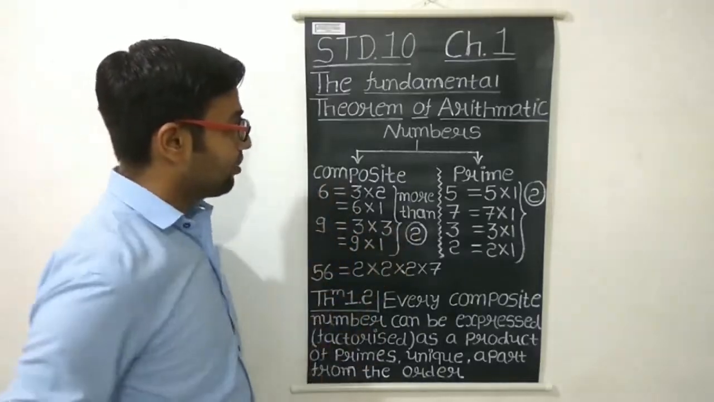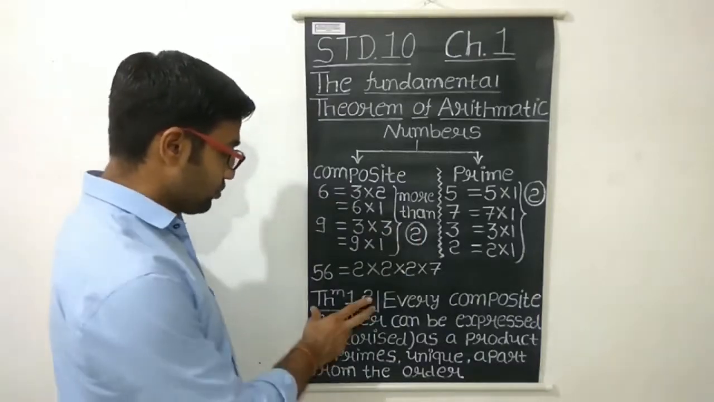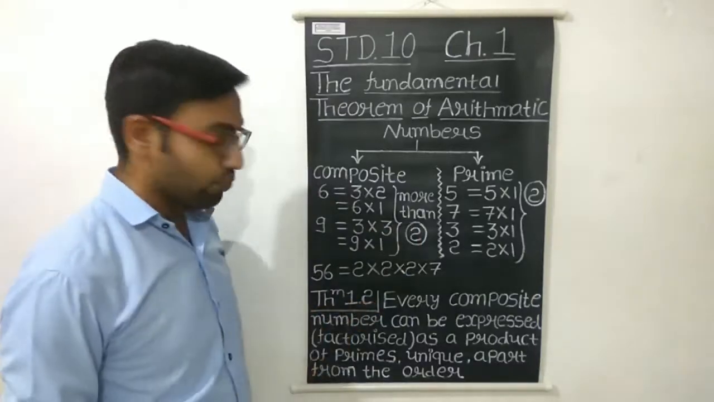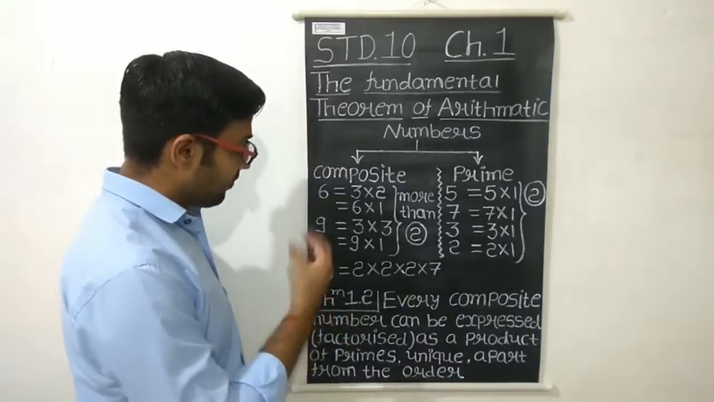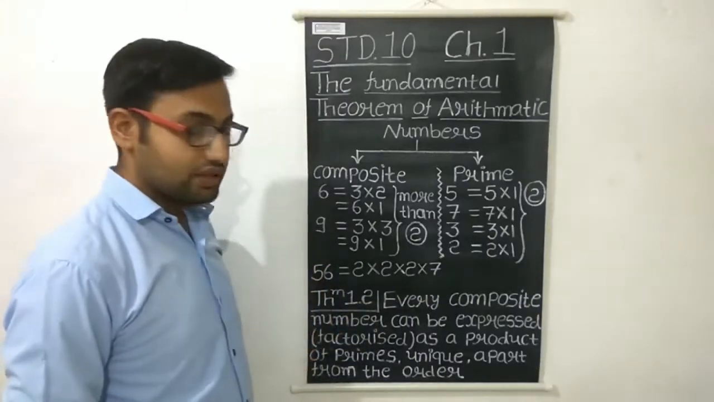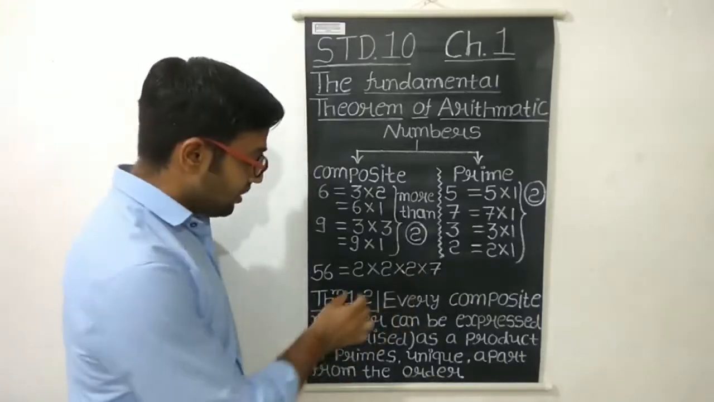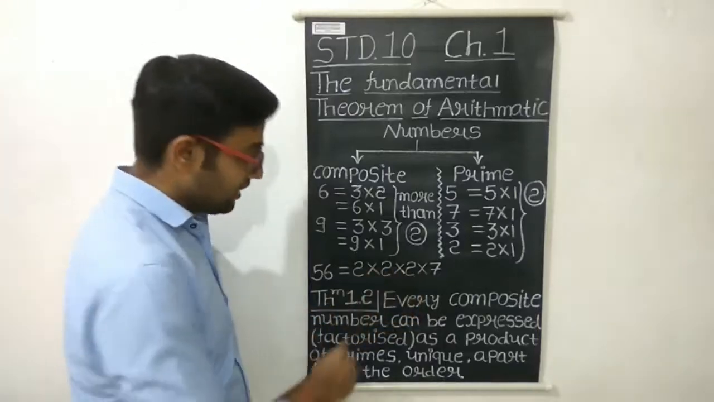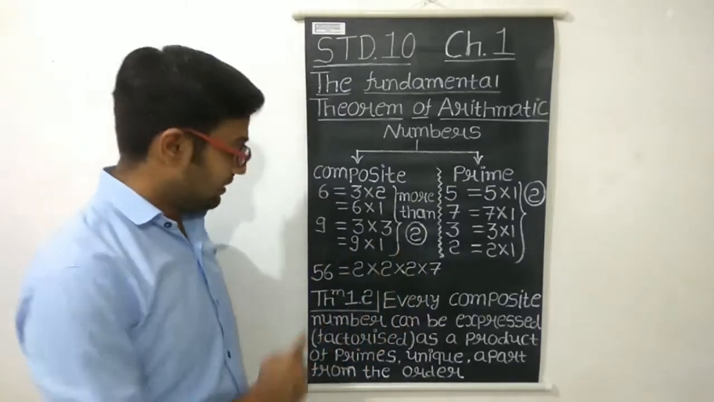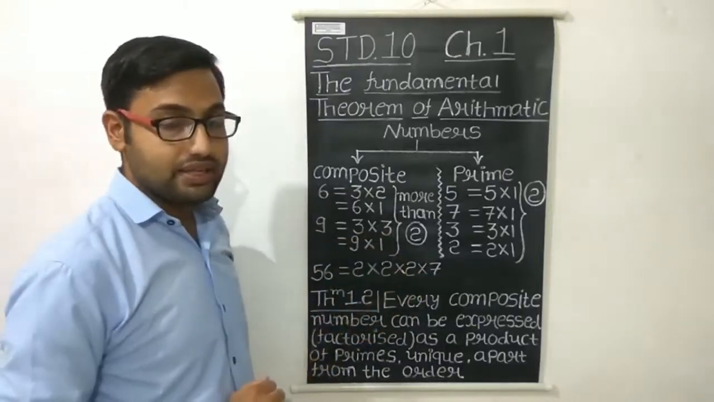Now what is the statement of the fundamental theorem of arithmetic? The statement, that is also called theorem 1.2. Before this, let's take one more example, 56. If we factorize 56, then we will get 2 into 2 into 2 into 7. That means 2 2s are 4, 4 2s are 8, 8 7s are 56. We can also write it as 8 multiplied by 7.